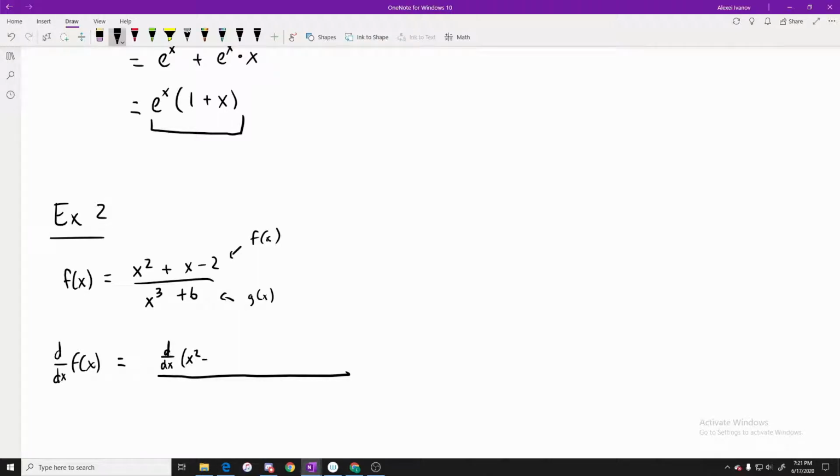The derivative of x squared plus x minus 2, and we multiply this by g of x, which is x cubed plus 6. And now instead of adding, we're going to subtract the derivative of, now we already took the derivative of f of x here, so we're going to take the derivative of g of x now, so the derivative of x cubed plus 6, and then we are going to multiply this by x squared plus x minus 2, which is f of x in a sense. And the last thing we got to remember is that the denominator is going to be squared.